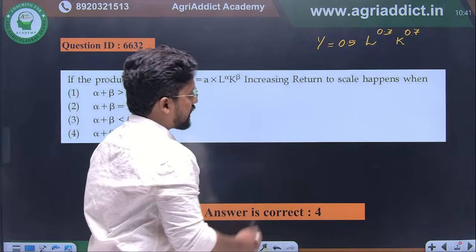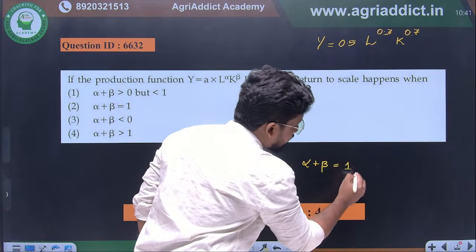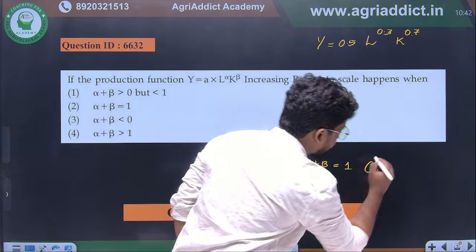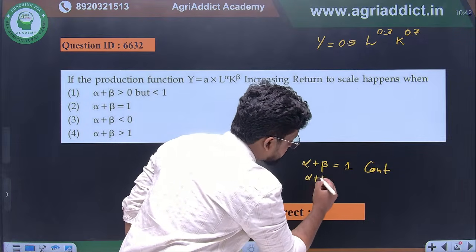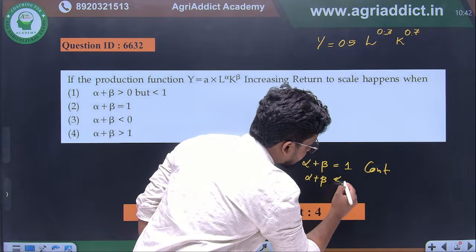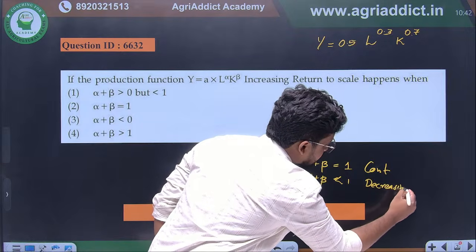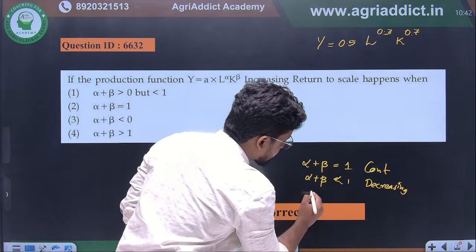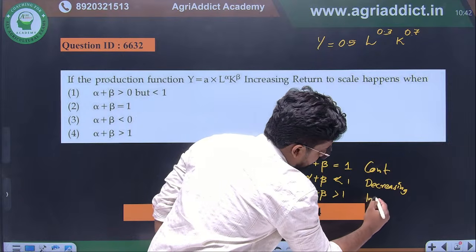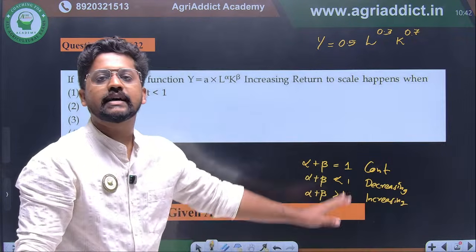If alpha plus beta is equal to 1, it is constant returns to scale. If alpha plus beta is less than 1, it is decreasing returns to scale. If alpha plus beta is greater than 1, it is increasing returns to scale. This is the thumb rule.